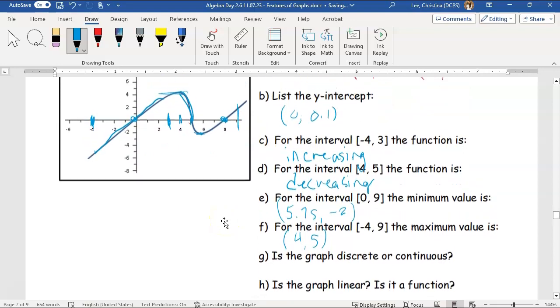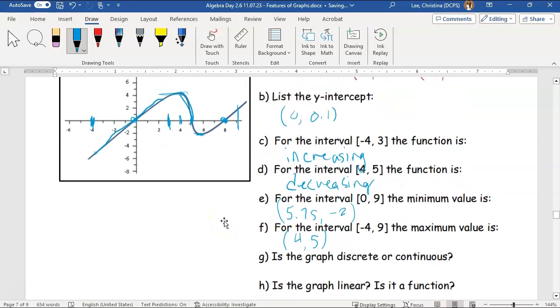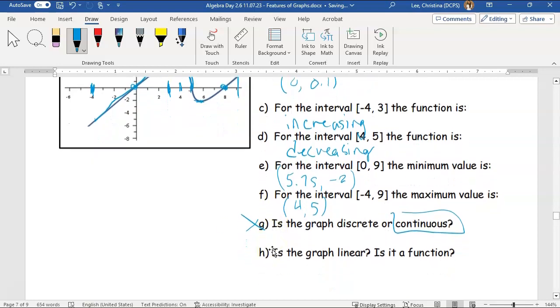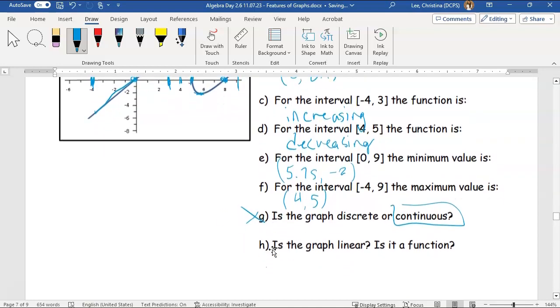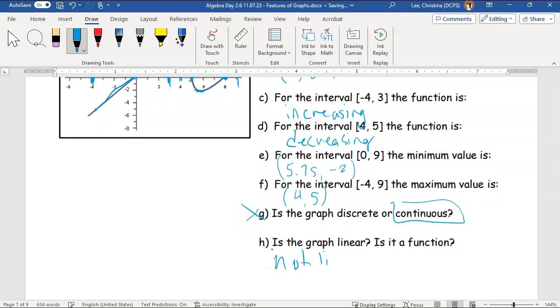And then is the graph discrete or continuous? You don't need to worry about this. This is continuous, but don't worry too much about that yet because I didn't go over that. And is it linear? Is it a function? So this is not linear. You can tell it is not forming a line. It's quite a wavy situation there.